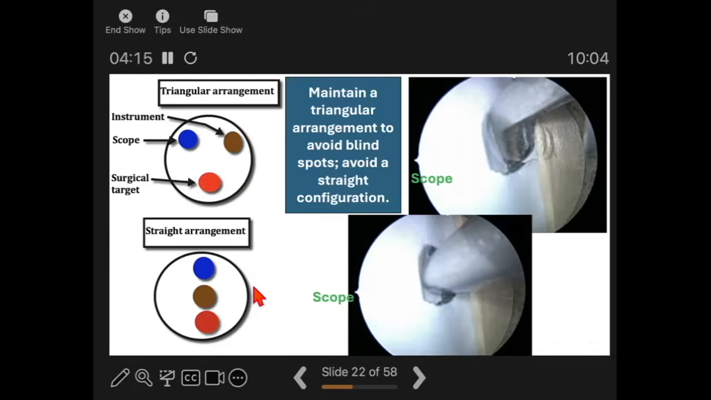Maintain a triangular arrangement to avoid blind area. Avoid a straight arrangement. These are the examples, diagram showing endoscope, instruments, and the surgical target in the triangular arrangement. So with the endoscope, you can see instrument and you can see target tissue. If the arrangement is linear, the endoscope here, instrument, and the surgical target, in that case, the target will not be visualized.